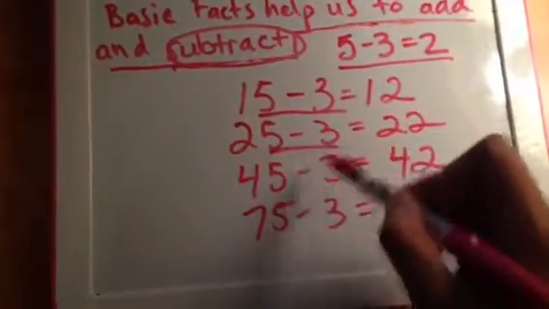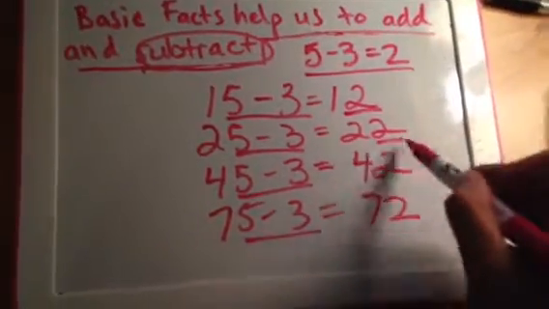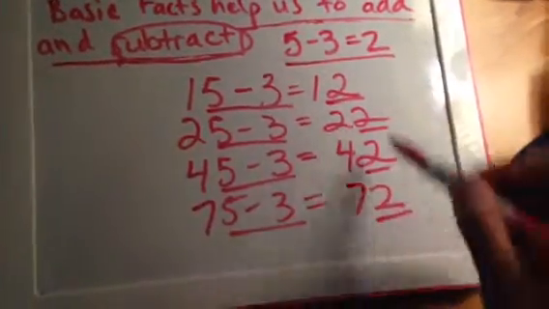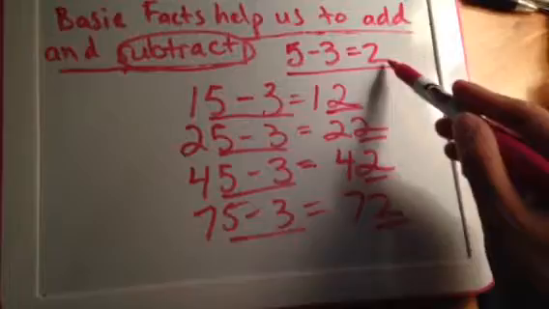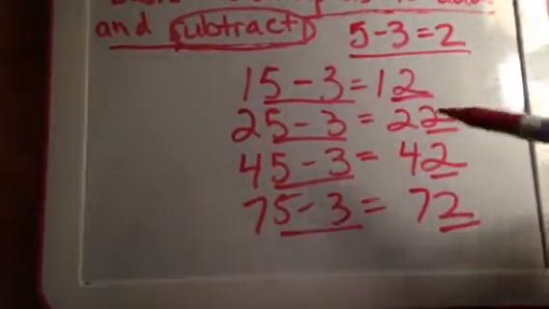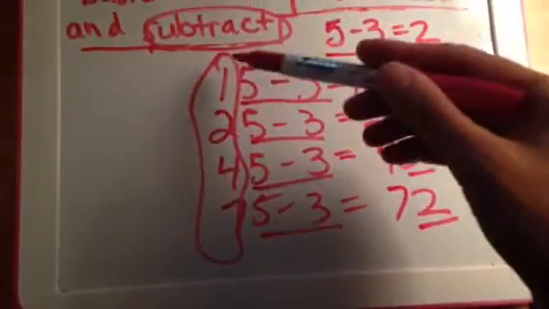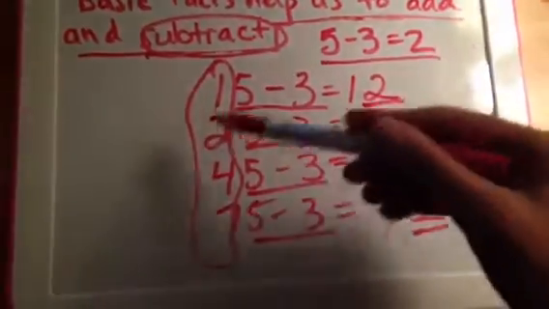5 minus 3, 5 minus 3. And then we've got our 2 always in the ones place. 5 minus 3 equals 2, using that basic fact. The only thing that is ever changing, once again, take a look, is the tens place.